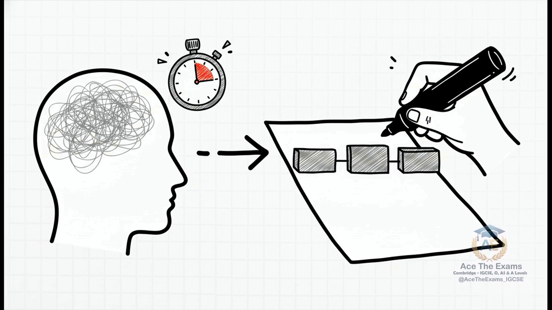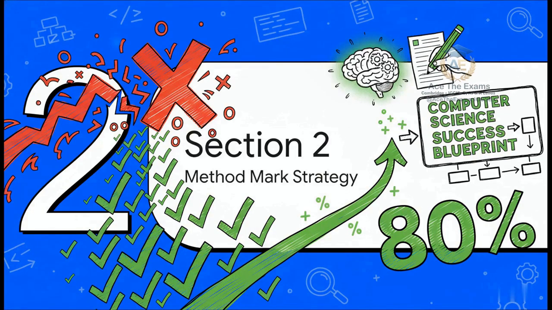It grounds you, it forces you to stop and think, and it completely stops you from making Sam's rushing mistake. Let's move straight into Section 2, the method mark strategy. Let's see exactly how procedural execution earns you incredibly valuable marks, even when things go wrong.